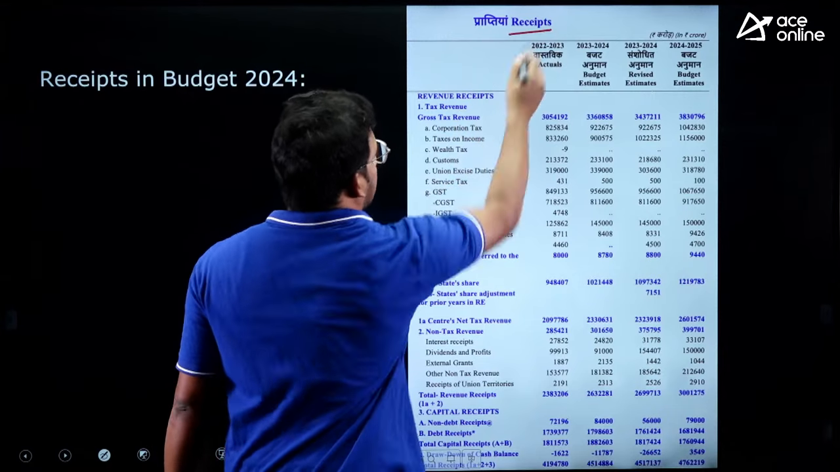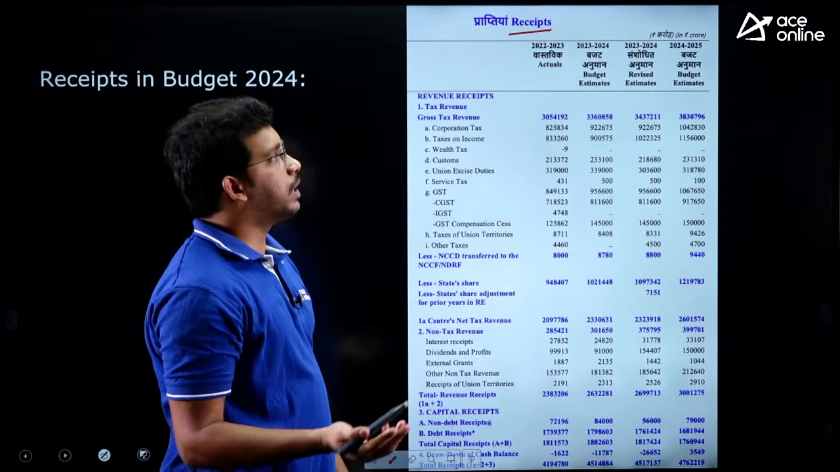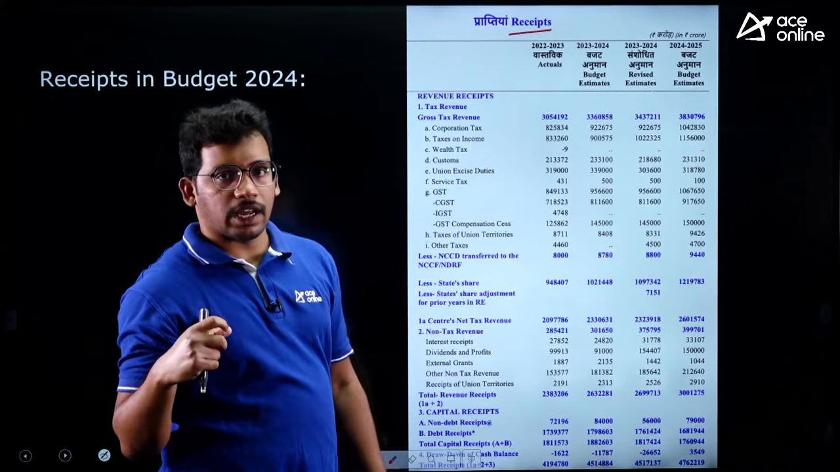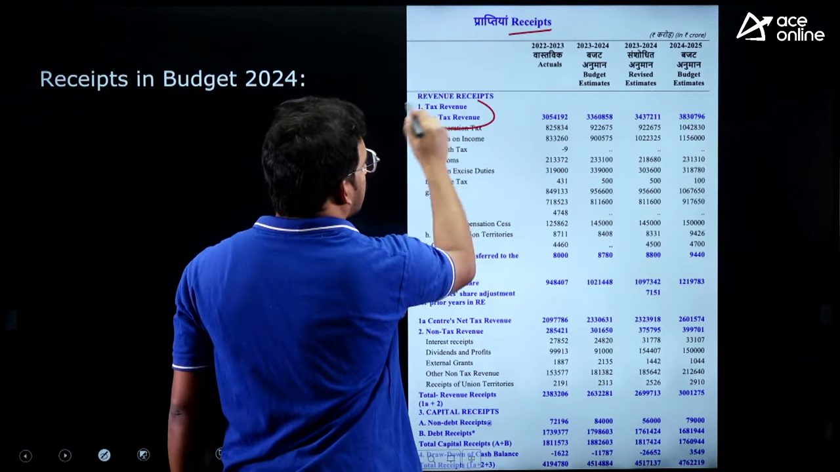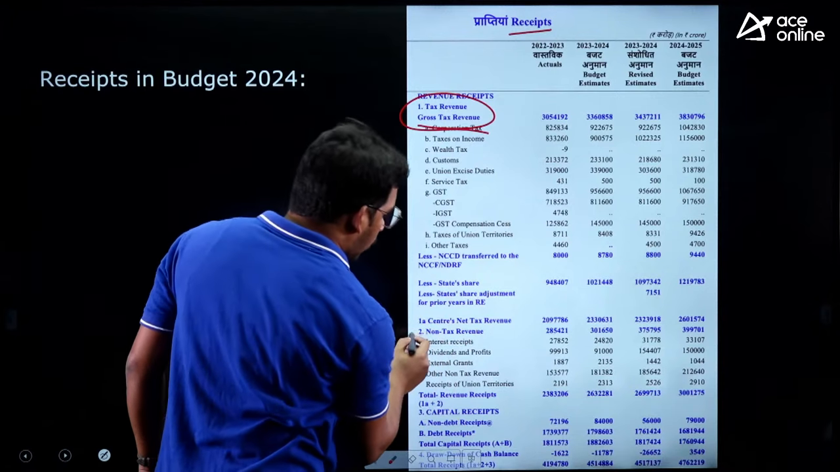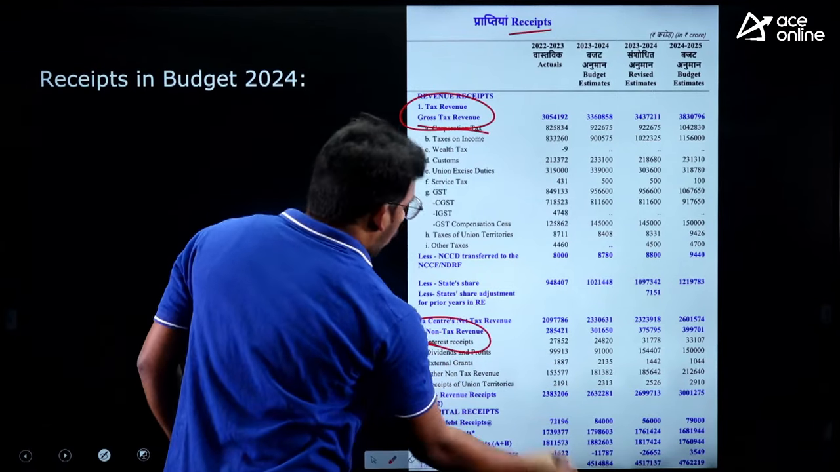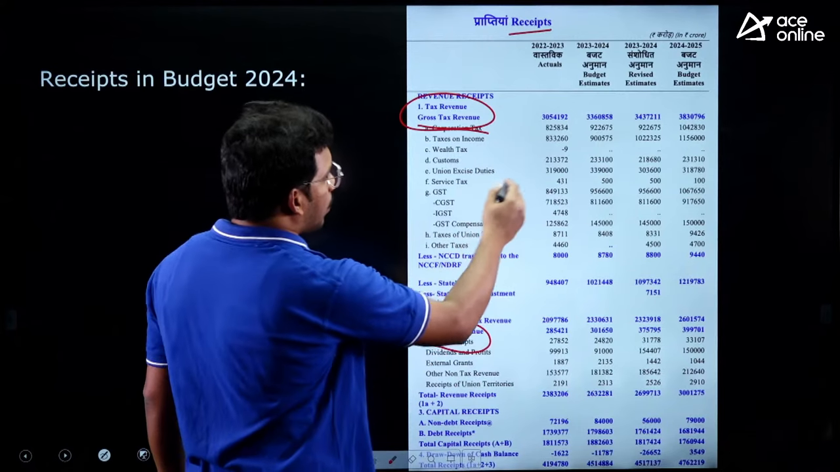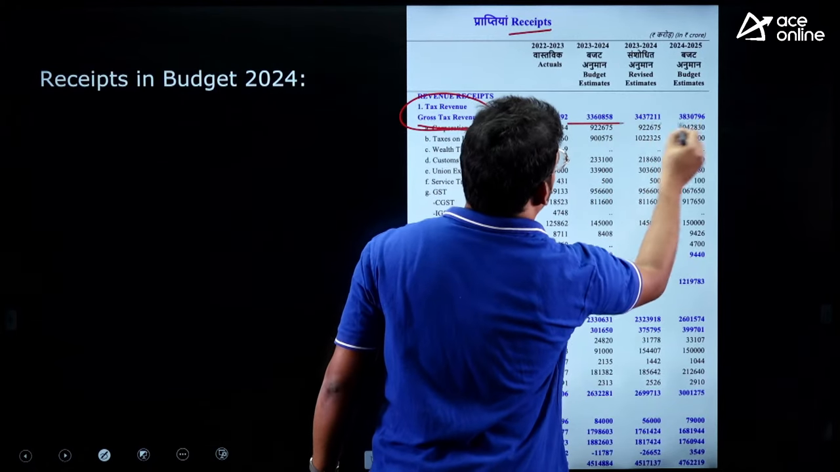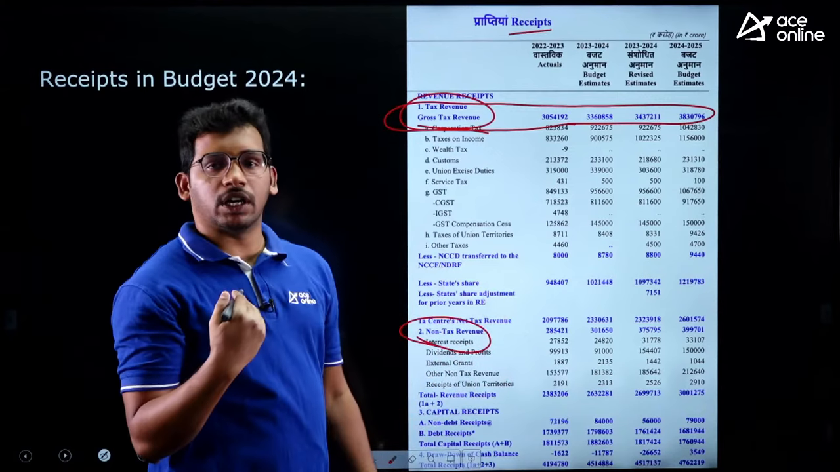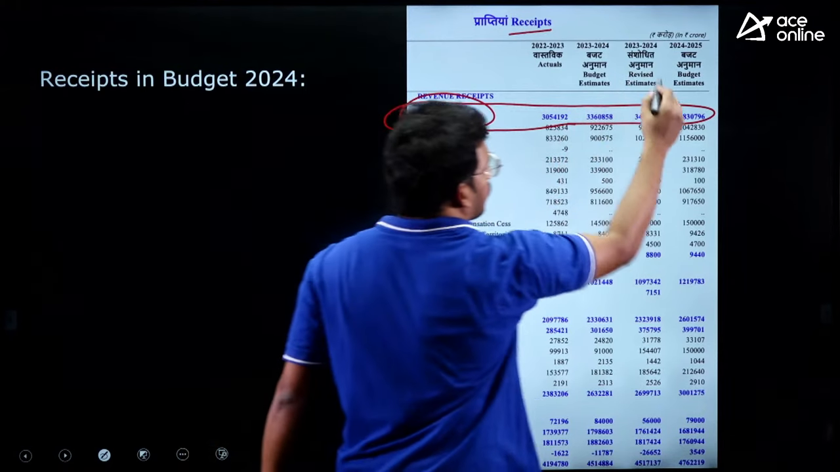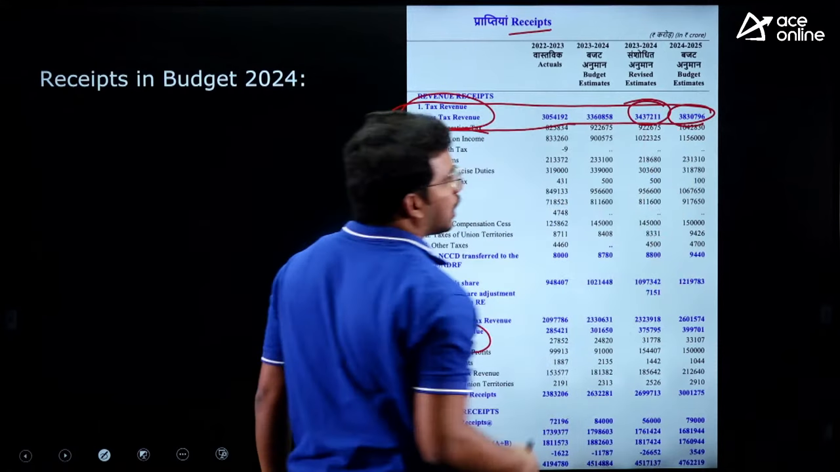So what are the types of budget? There are two things, receipts as well as expenditure. Among the receipts, we have revenue receipts, and then we have the non-tax revenues. You need to remember this figure here, the total amount of revenue that the government is getting in terms of crores. So this is the amount that the government got.